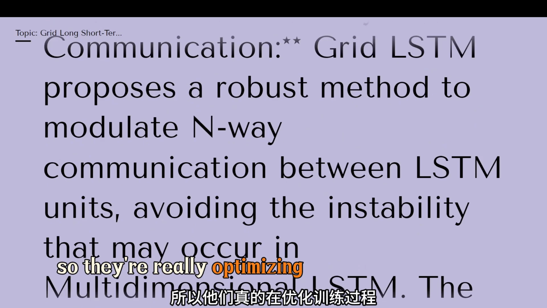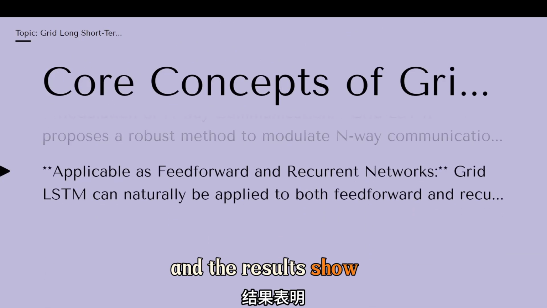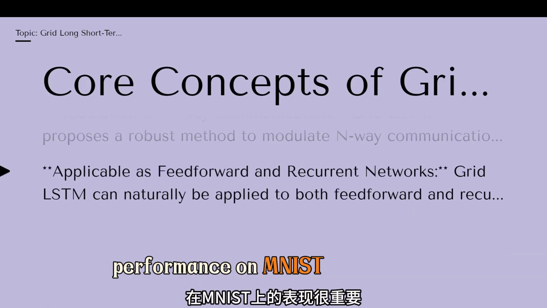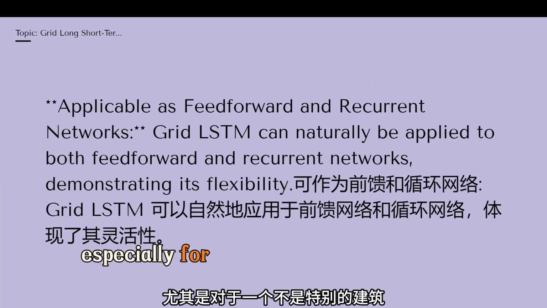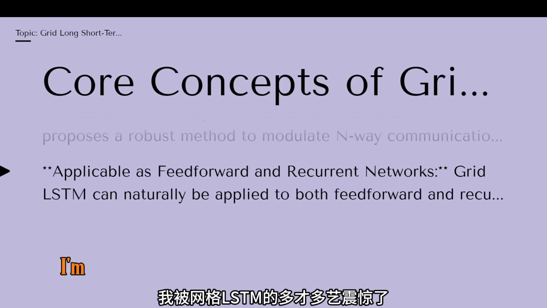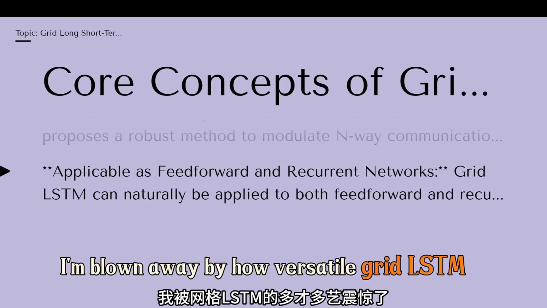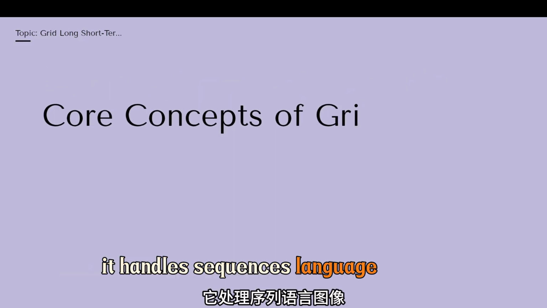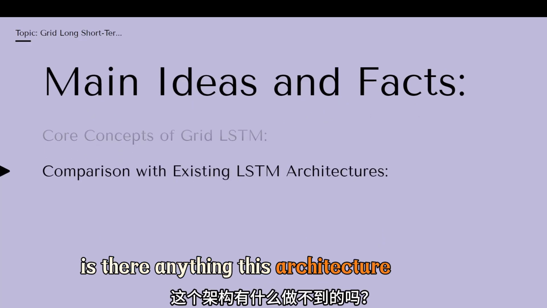So they're really optimizing the training process, and the results show it. Near state-of-the-art performance on MNIST is a big deal, especially for an architecture that wasn't specifically designed for image recognition. I'm blown away by how versatile Grid LSTM is. It handles sequences, language, images. Is there anything this architecture can't do?